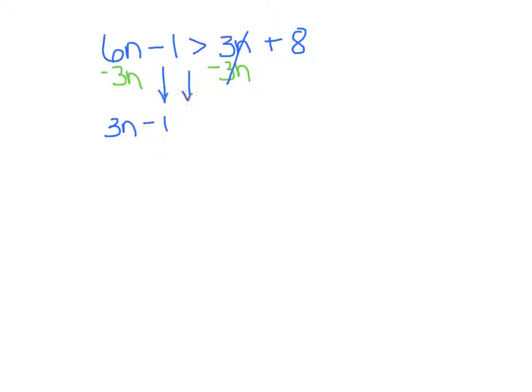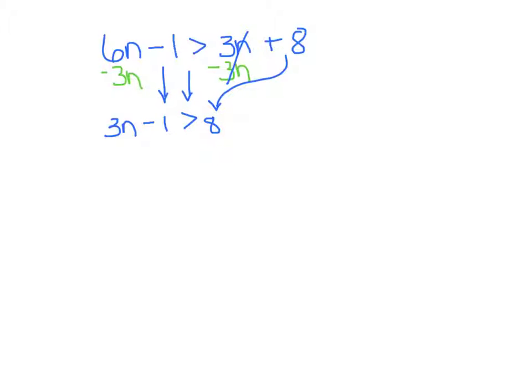Let's do 6n minus 1 is greater than 3n plus 8. So on this one, just like what we did before in equations, we first have to get the variables on the same side. So I'm going to minus 3n, minus 3n. I purposely line up the n's so that I know that this makes 3n, this makes 0 n's. Bring down the minus 1, bring down the greater than sign, bring down the 8.